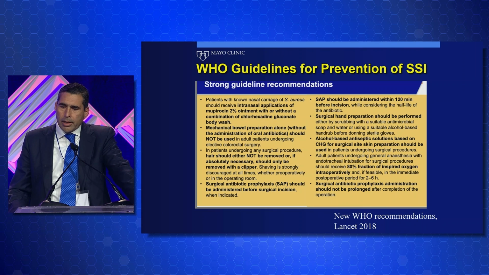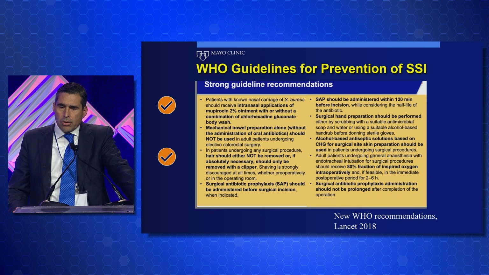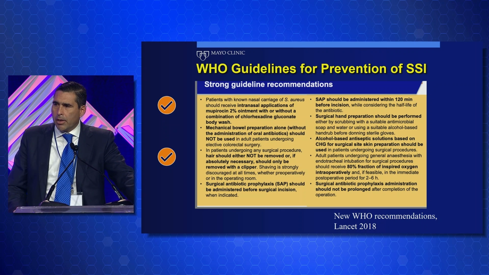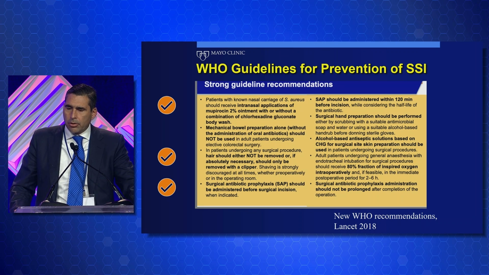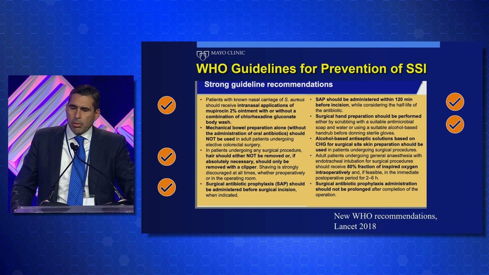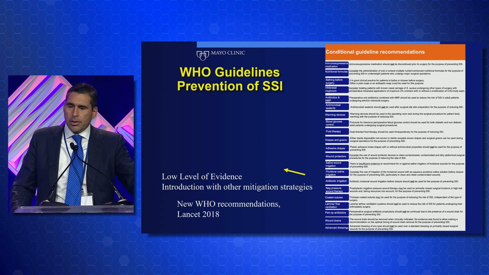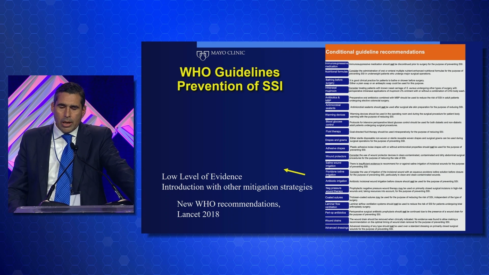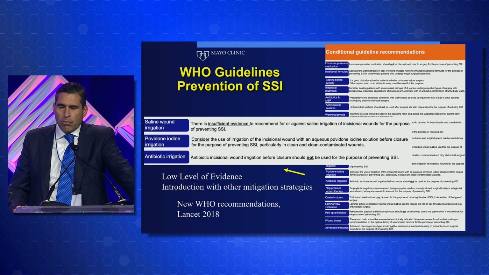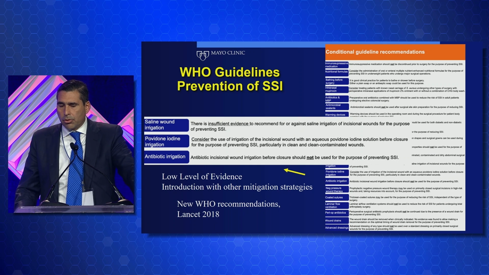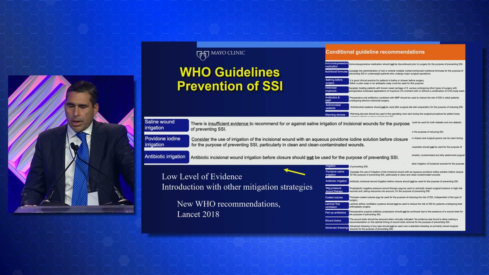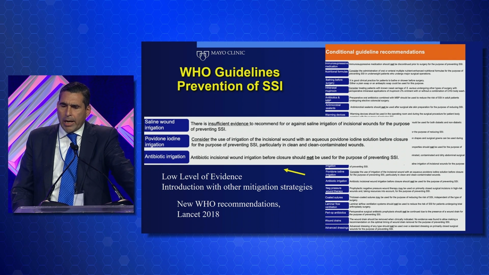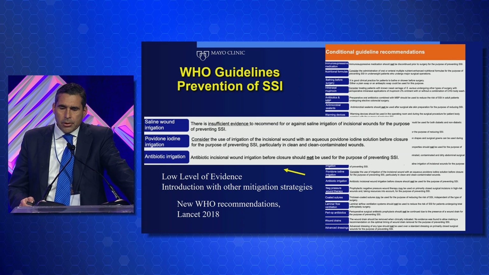If we look at the WHO guidelines for prevention of surgical site infection, these are the guidelines that you should absolutely have in your practice in order to prevent prosthetic joint infection. The WHO also has published a number of what they call conditional guideline recommendations, and many of these are conditional specifically because they have a low level of evidence. And among those is the use of povidone iodine irrigation, which in fact has very low evidence and has been introduced in addition with a number of mitigation strategies into practice. So the actual value of using this povidone iodine is questionable.